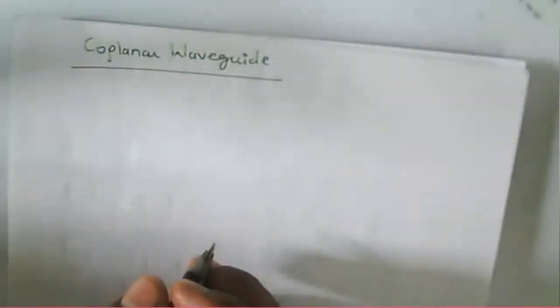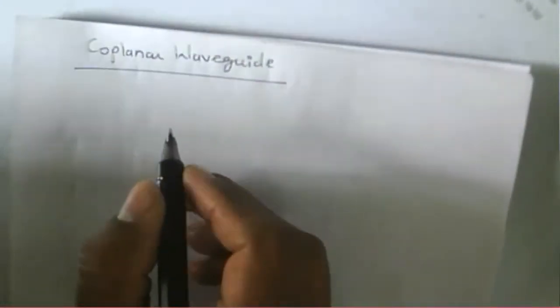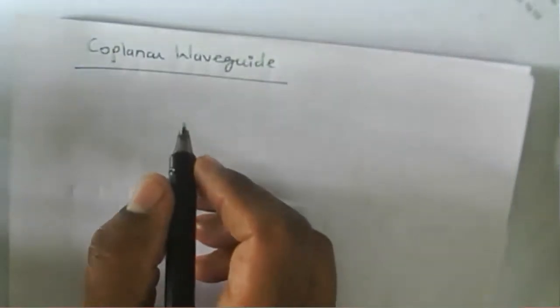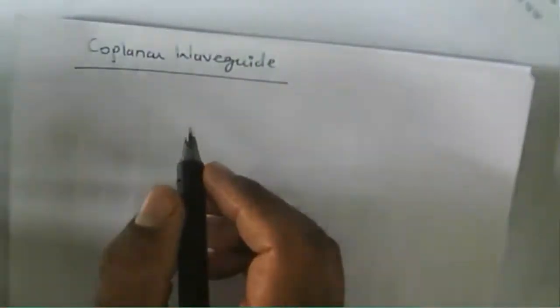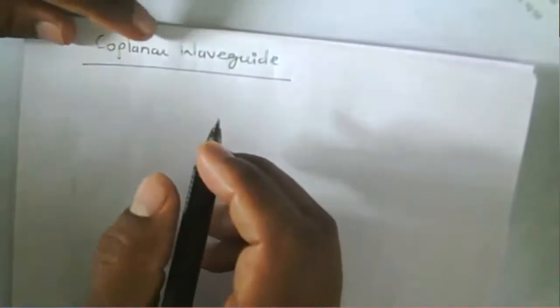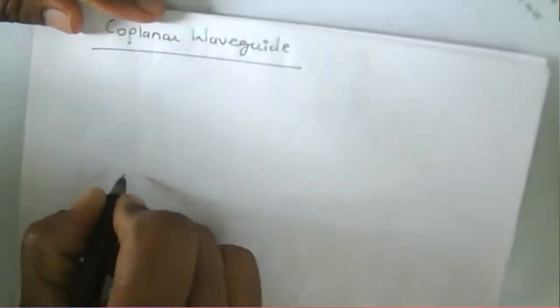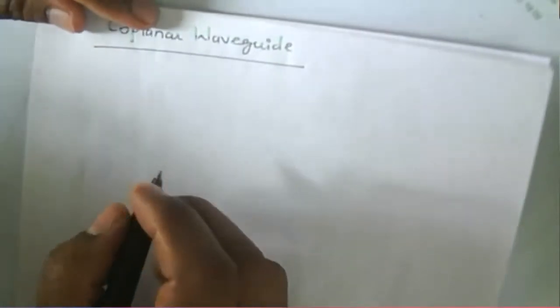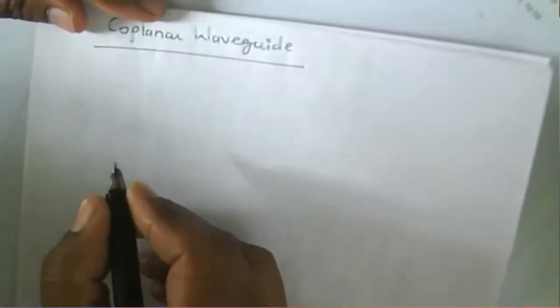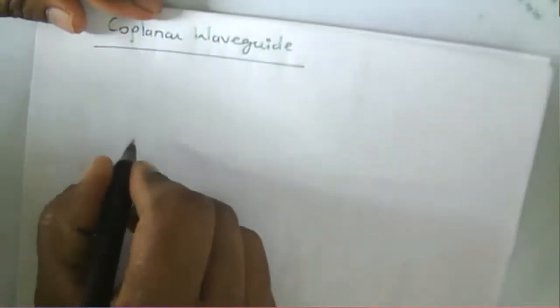The coplanar waveguide has a central metallic strip, and with the central metallic strip there will be two parallel ground planes, and those ground planes are equidistant from either side of this particular metallic strip. So in a microstrip line, only a single metallic conductor is there above the substrate, and below the substrate there is a ground plane.